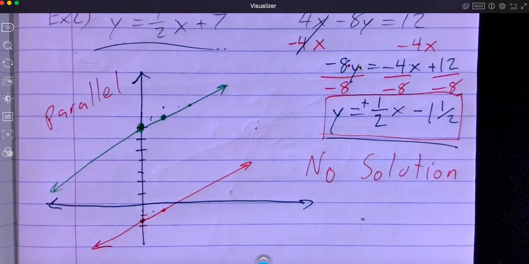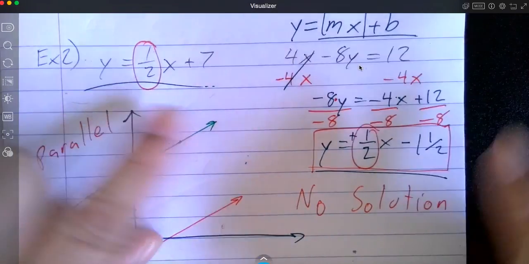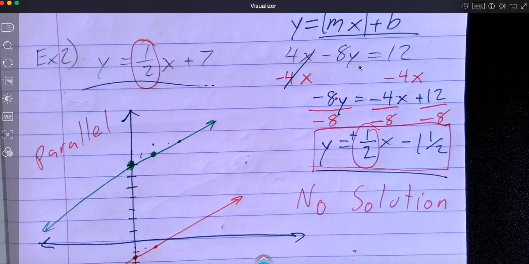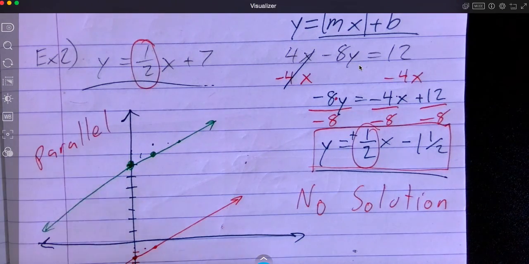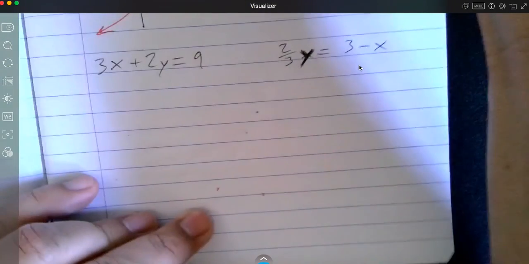So actually I should have realized that here. Once I saw these slopes were the same, but these points were different, I should have known they were going to be parallel lines. All right, let's do one more like this where we have to change it.